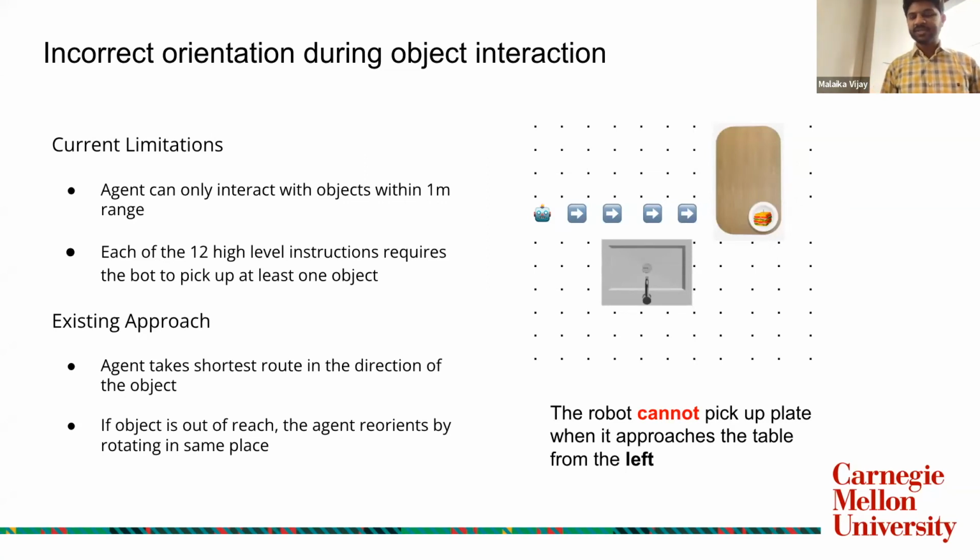And the reorientation strategy that is currently in place is that if it's unable to interact, it rotates around in increments of 90 degrees and repeats the action again. And you can see that such a strategy wouldn't work here, as the agent is rotating in the same place.